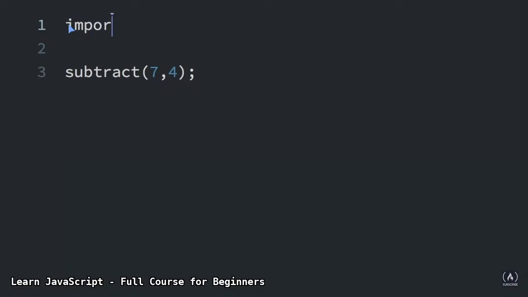So it's going to be import subtract, and we've already reached the difference here. If it's not a default export, you would put curly braces around this. But it is a default export, so we are not going to use curly braces. But we still have to say what it's from. So from math functions. Okay, so that is how you would import a default export.